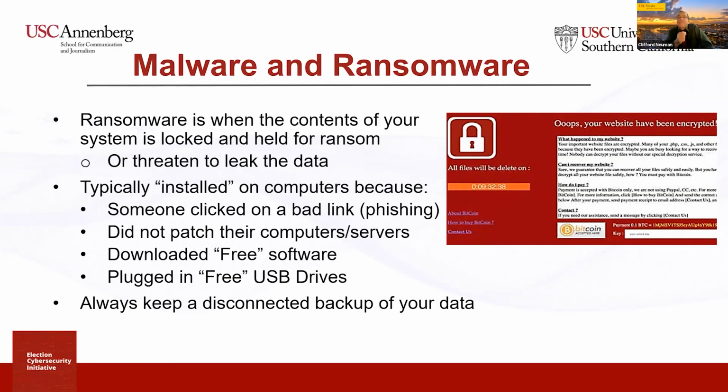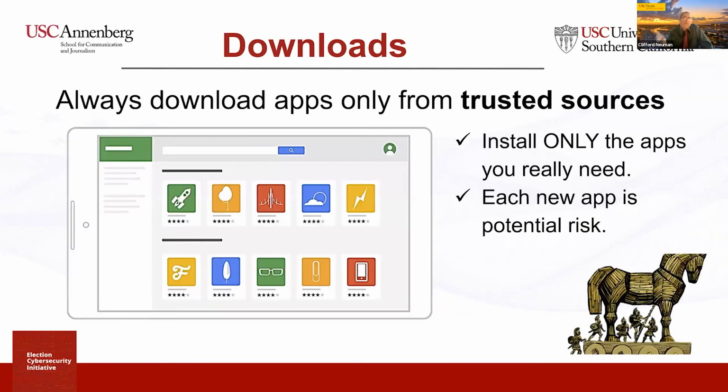So you need to be careful of the origin of any of the devices that you're going to plug into your system. Okay, so what do you need to do here? First of all, always download apps only from trusted sources. For your smartphone, maybe it's from Apple. If it's an Android device, maybe from the Google Play Store. If it is for your desktop or laptop computer, only from Microsoft or Adobe or whatever the official organization is that is providing that software.